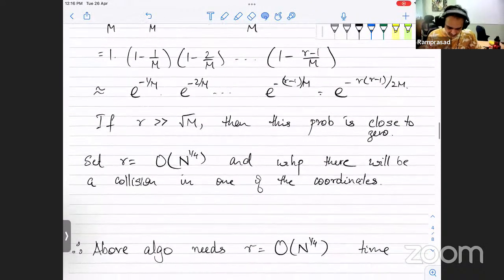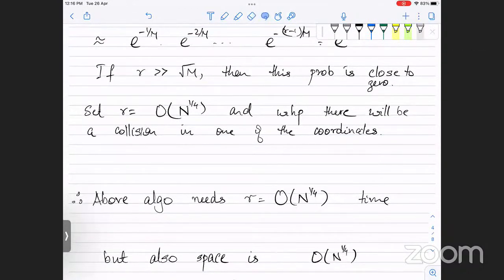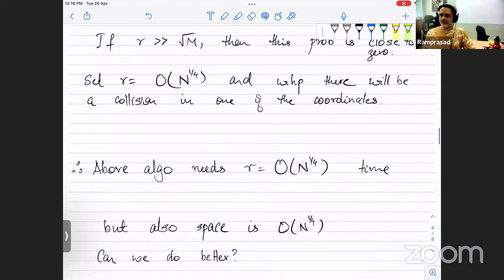Okay. So the algorithm needs n to the 1/4 time, but it also needs n to the 1/4 space. So what we want to do is, okay, fine. Let's say we tell ourselves that n to the 1/4 time is something that I can tolerate. But can I be more efficient in terms of the space usage? And that's what we're going to do in the remaining time in today's class, and then I'll set it up for the next lecture.